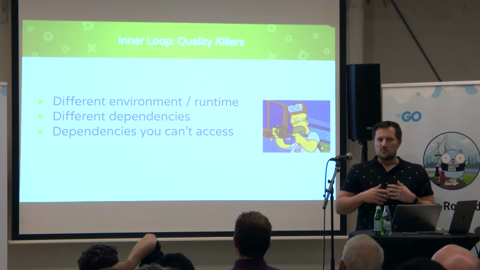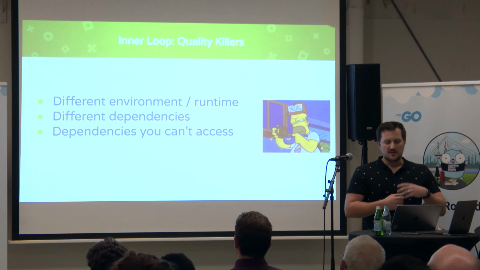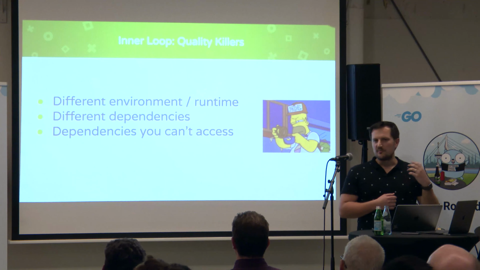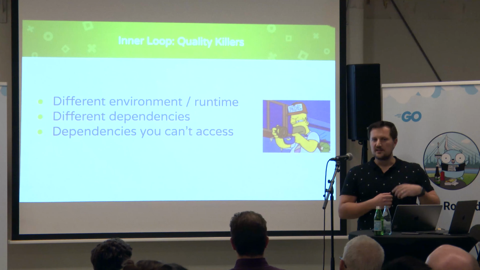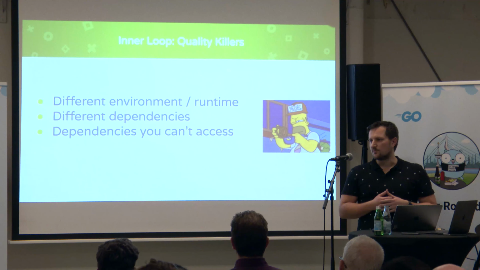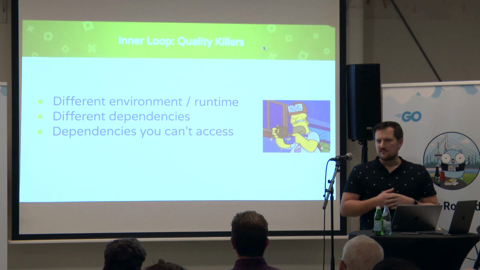There's some things that kill the quality of the feedback that the developer's getting as well. Some things is like running something on your Mac. Running Go on your Mac is a lot different than running in a Docker container, in AWS, in Kubernetes like you would be in production. So the runtime is going to be a little bit different. You might also have different dependencies as well.